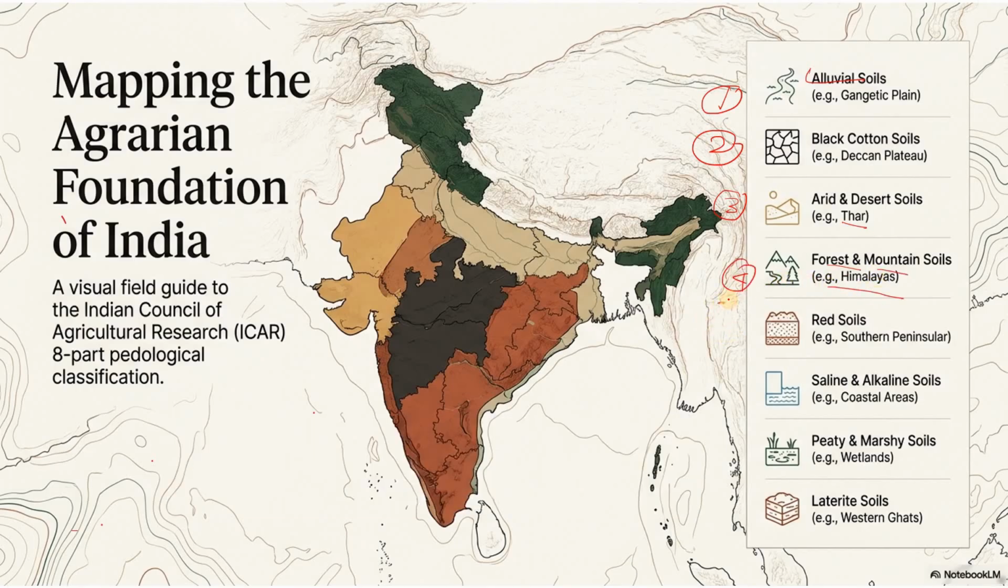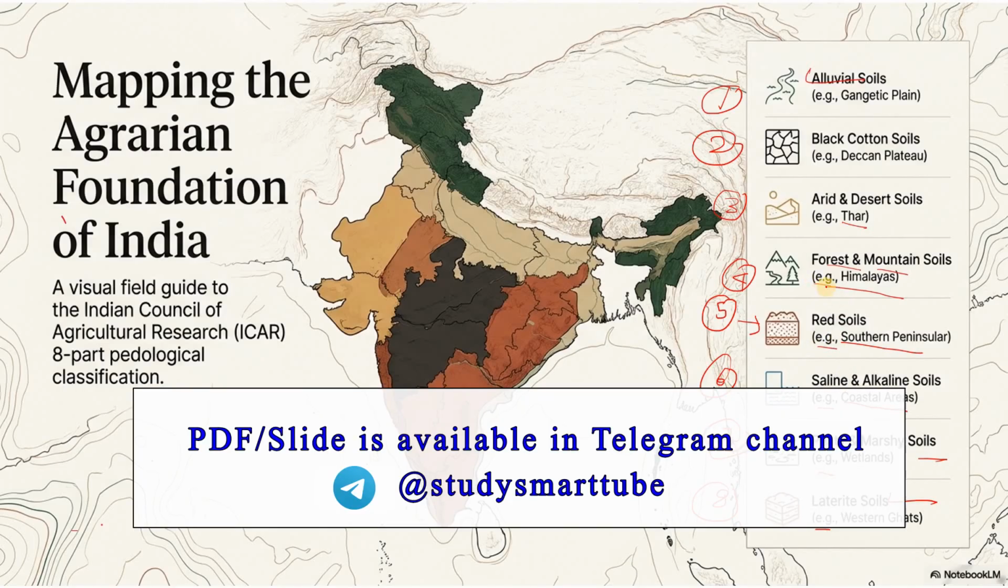And the fifth is the red soil, which is found in the southern peninsula. The sixth is the saline and alkaline soil, which is found around the coastal areas. The seventh one is the peaty and marshy soil, which is found around the wetlands. And the eighth and last one is the laterite soil, which is found in the Western Ghats. So these are examples of where these kinds of soil are found.